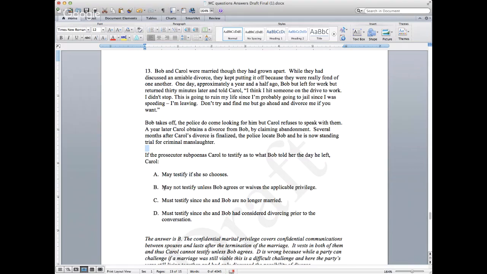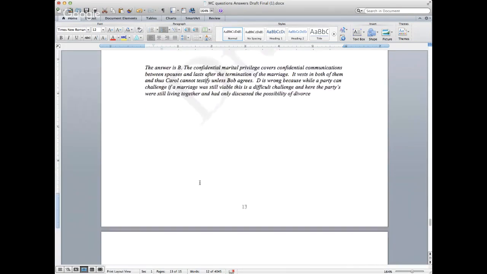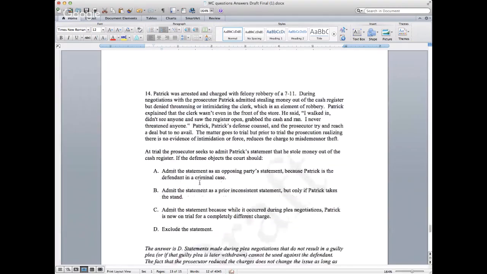And B says that clearly. She may not testify unless Bob agrees to waive the privilege. Any questions on question number 13? No? I'm going to move on to question 14.